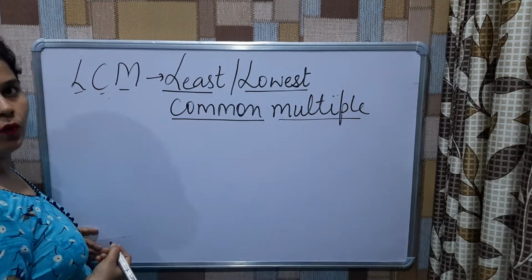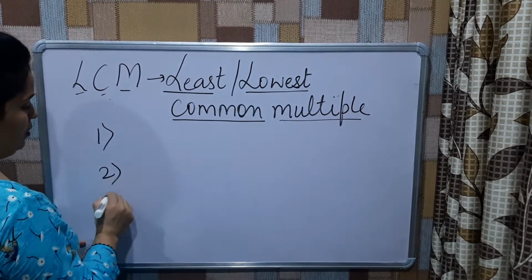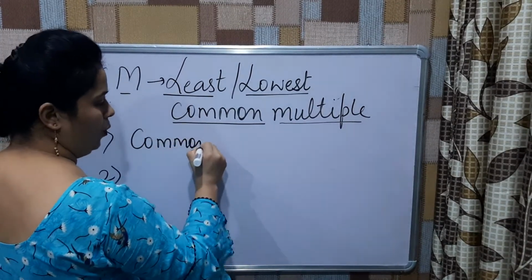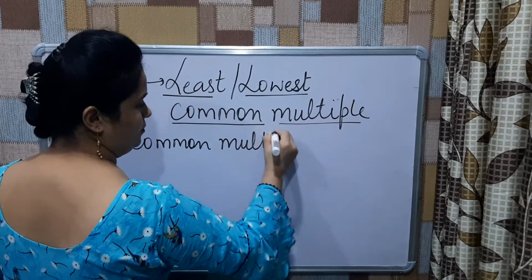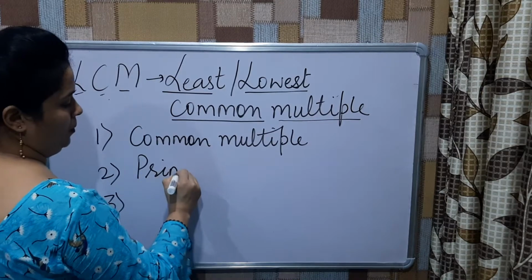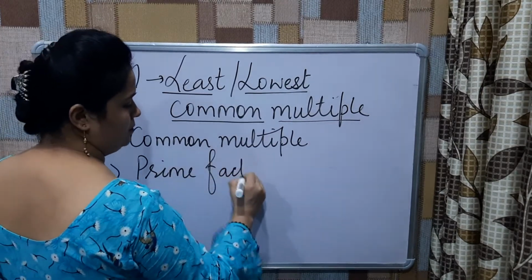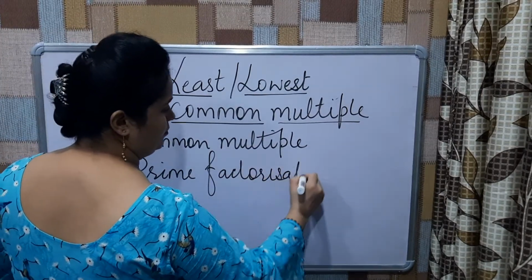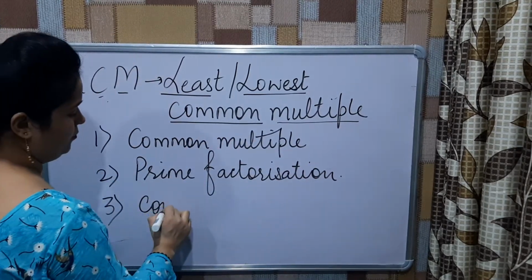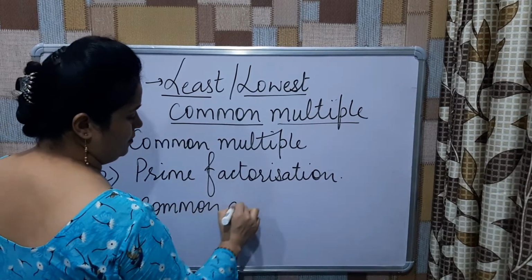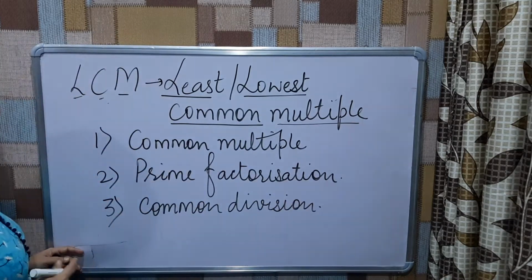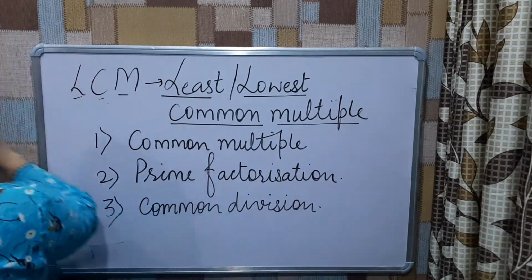There are three ways to find out the LCM. First is LCM by common multiple method. Second method is by prime factorization. And third one is by common division method. Let us discuss the first method, that is LCM by common multiple method.